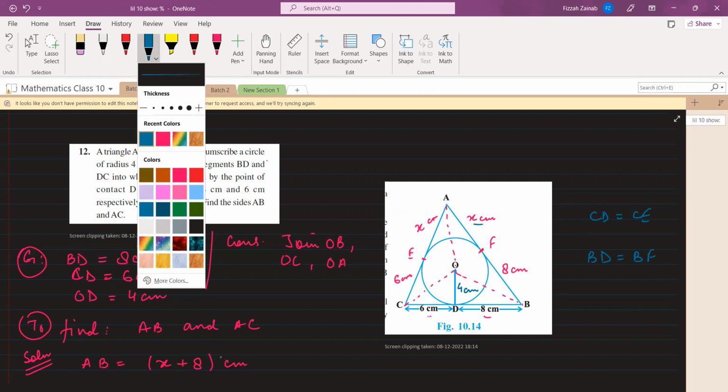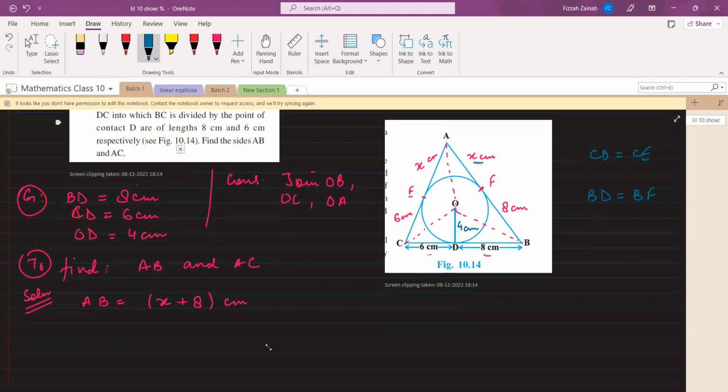Okay. So I'm writing now the three sides of this triangle. Just 1 minute. My screen is hanged. Wait a minute.